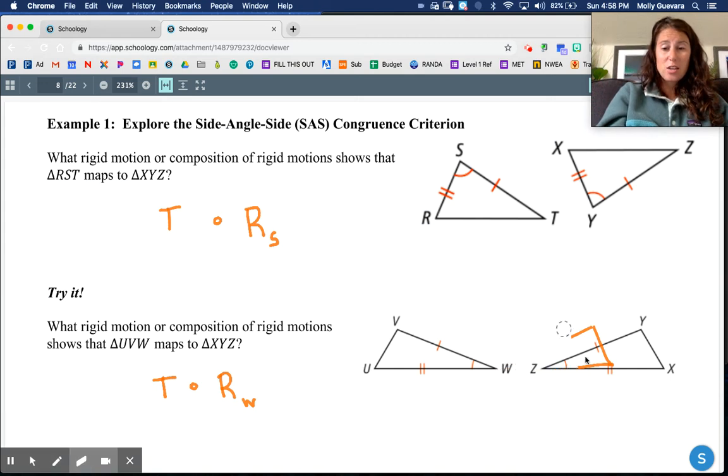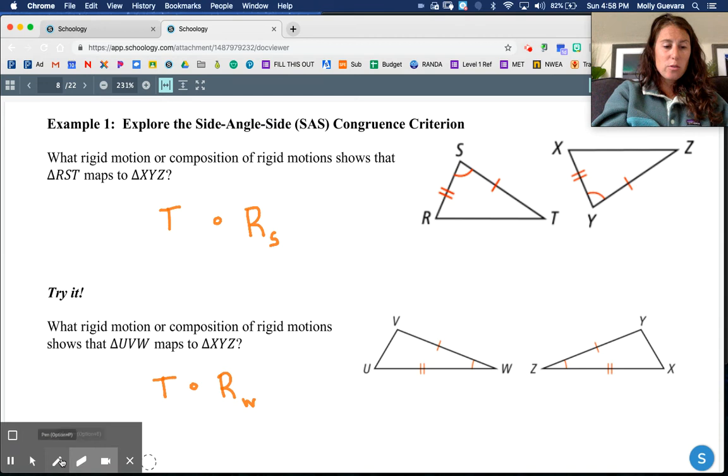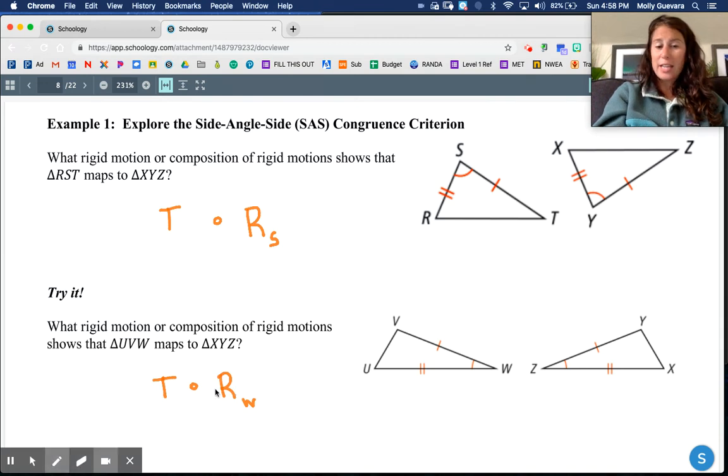Now, again, is that the only way to do it? No, that's just one way. If you got another way, that's great. I just want to remind you also that reflection is always a capital R and rotation is always a lowercase r. So just make sure that we are being really careful on that, okay?